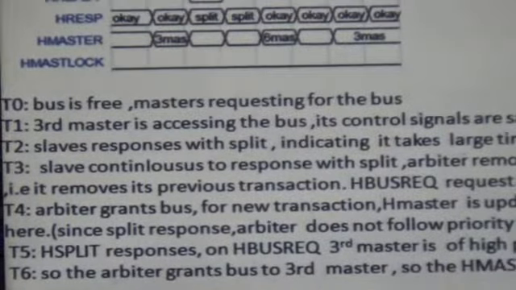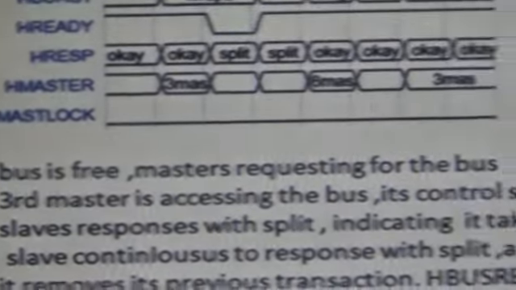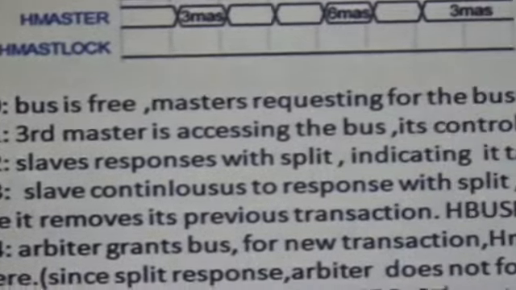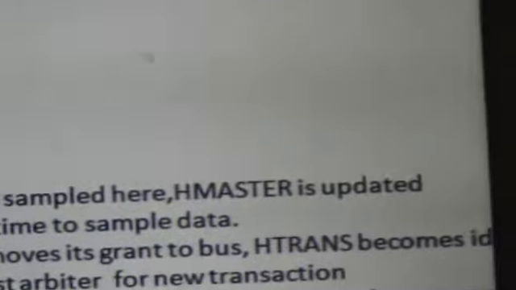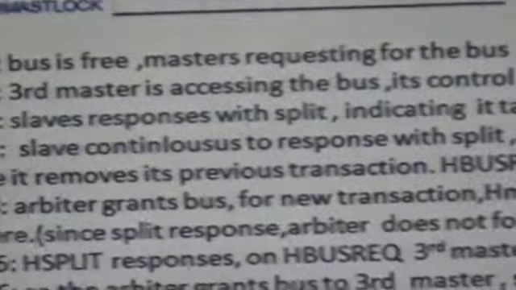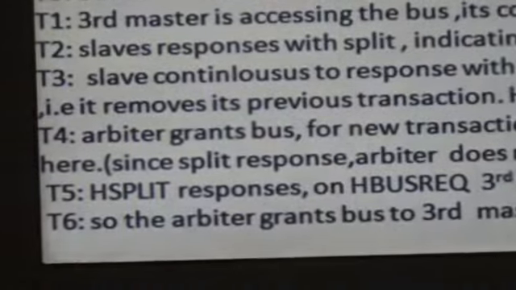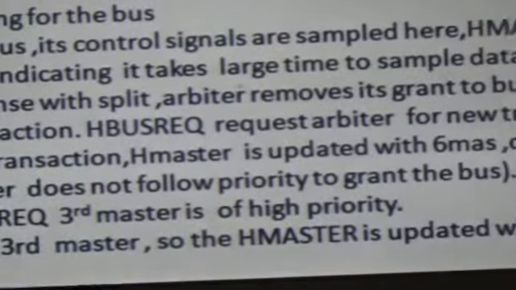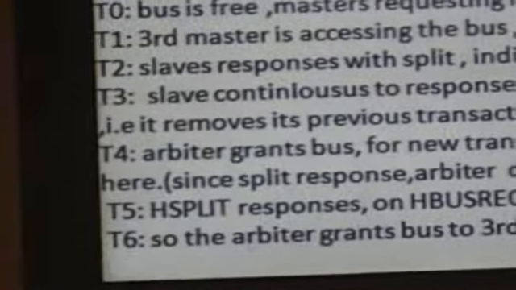Let us have the discussion with a clear example of what is happening here. T0, the bus is free, master requesting for the bus. T1, the third master is accessing the bus, and its control signals are sampled here. HMASTER is updated. T2, the slave responds with split, indicating it takes a large time to sample data. T3, the slave continues to respond with split, and the arbiter removes its grant to the bus, and HTRANS becomes idle. That is, it removes its previous transaction.